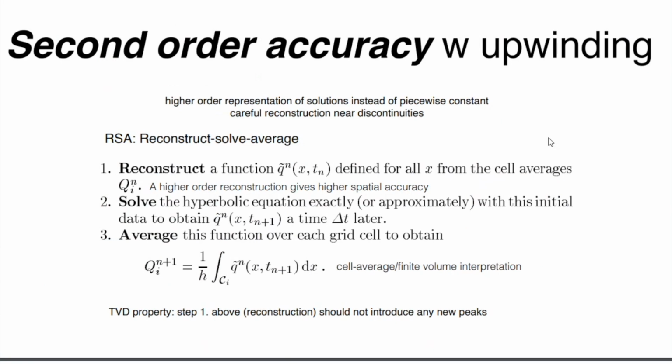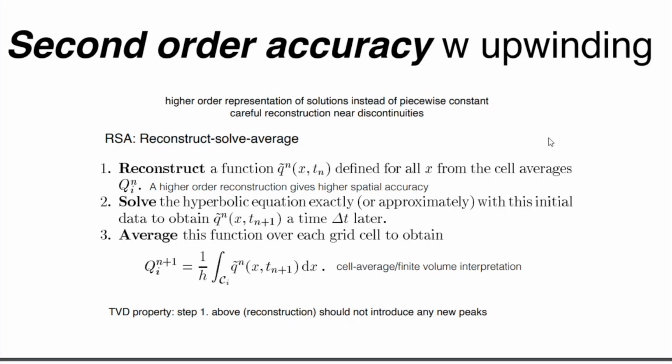Now, if you want to get higher order accuracy with upwind, I mentioned to you about this upwind method, where if velocity is greater than 0, you use this difference, and if velocity is less than 0, you use this difference. But that's just first order accurate. It's not very accurate. So how do you achieve higher order accuracy, like second order accuracy? The approach here is something called the RSA approach, which stands for reconstruct, solve, average. It also stands for REA, reconstruct, evolve, average strategy.